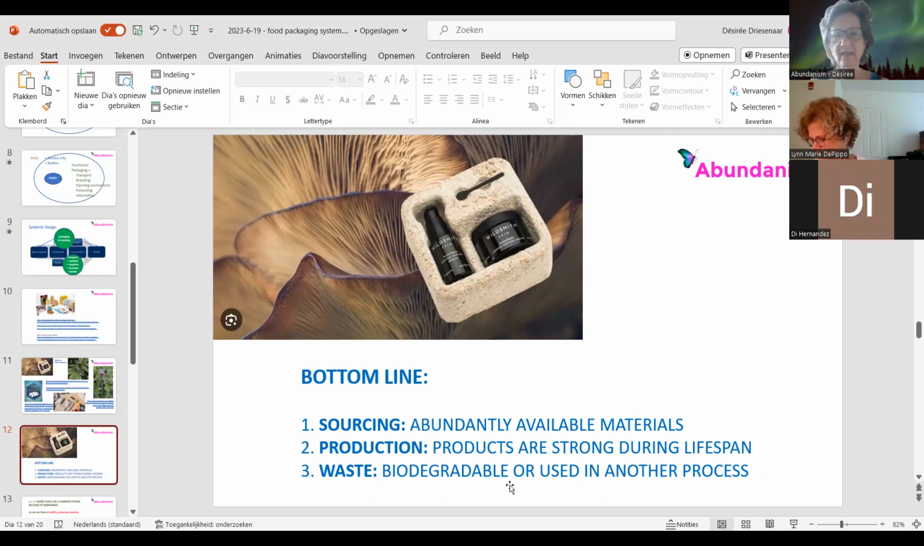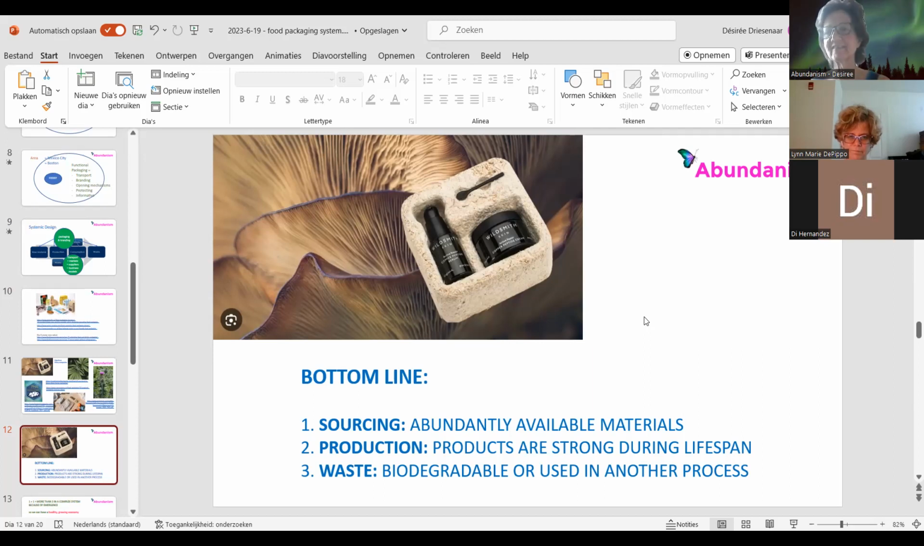Yeah, that's the thing. Then in the production, you will always look at products that are strong during their lifespan. It does sometimes mean that you have to design the materials together with the product, because you have to know how long the lifespan is and what you use it for, in what kind of environment as well. That's also environmentalism. You have a product and you use it in a certain environment, and then when it becomes waste, it goes to another environment.